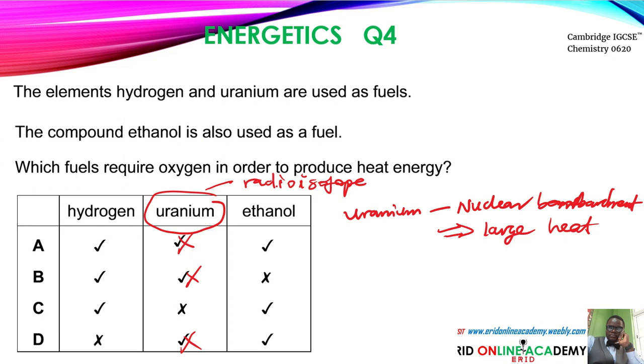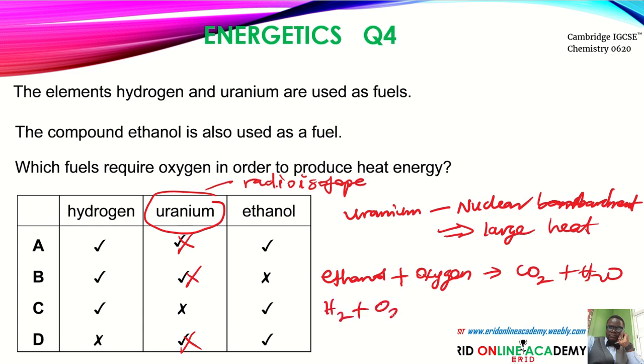But let's still consider that ethanol can burn in oxygen to produce carbon dioxide and water. When ethanol burns, it produces carbon dioxide and water, so it requires oxygen. And we have also considered hydrogen burning in oxygen to produce water as the byproduct. So definitely the correct answer to this question is C. C is the correct answer to the question.